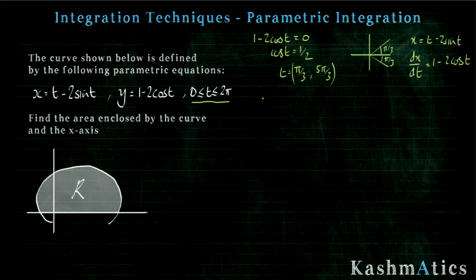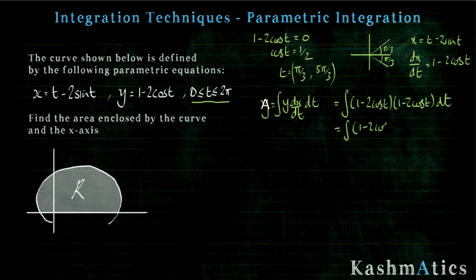And let's put all of this into our integration formula. So y equals the integral of y dx by dt dt, which in our case is going to be y, which is 1 minus 2 cos t, multiplied by dx by dt, which is also 1 minus 2 cos t dt. And I'm just going to rewrite that as 1 minus 2 cos t squared dt. Now in order to integrate this, I'm going to have to expand the brackets and use some trig identities.